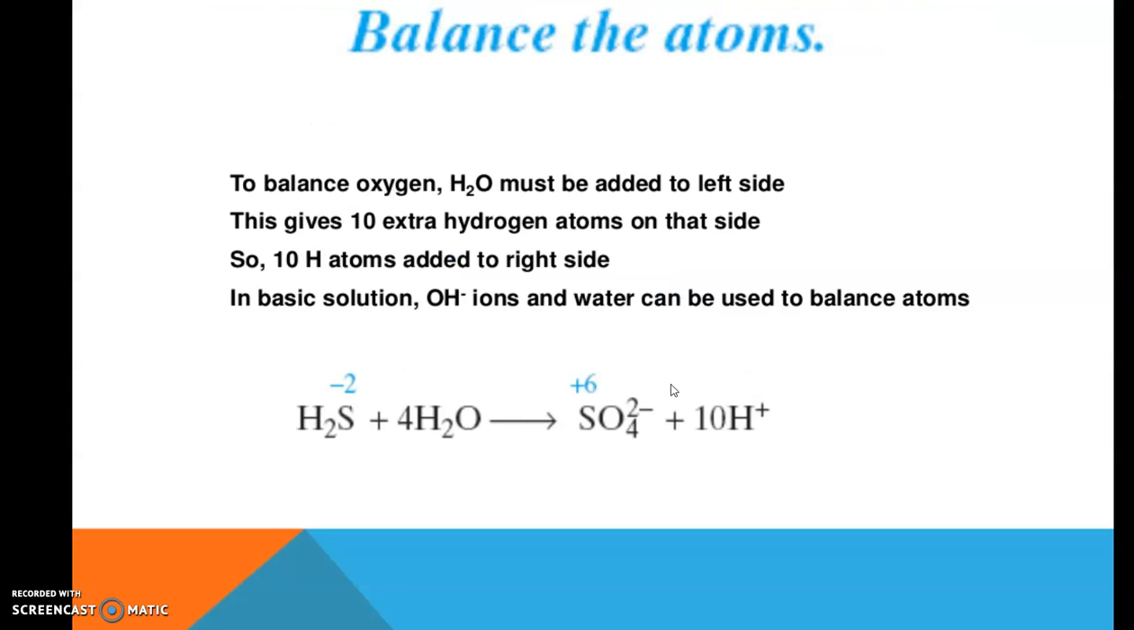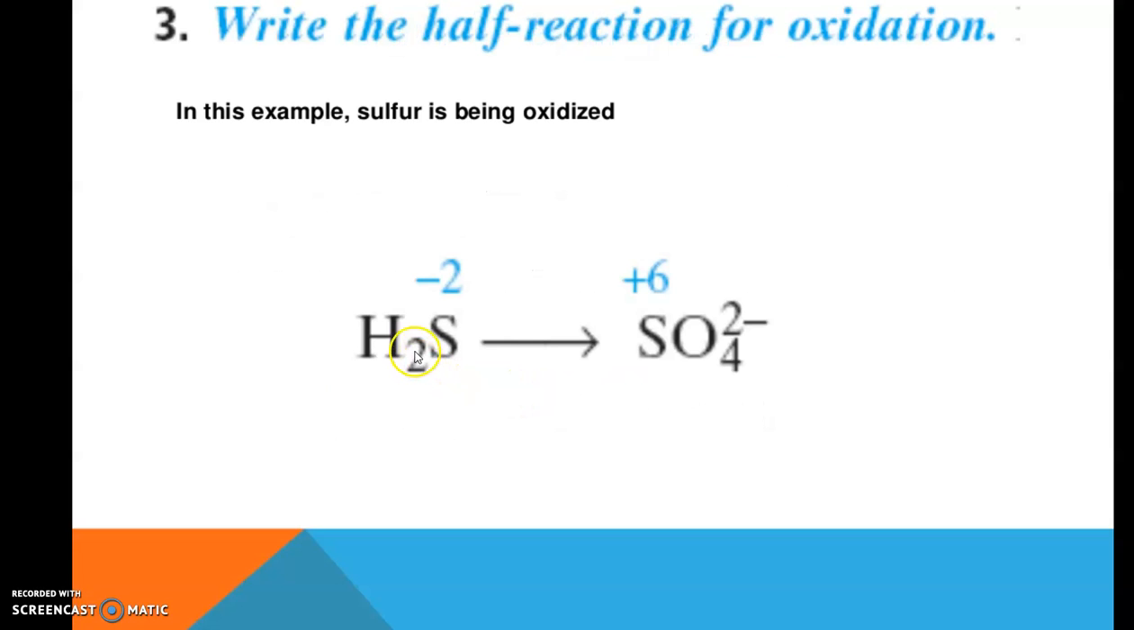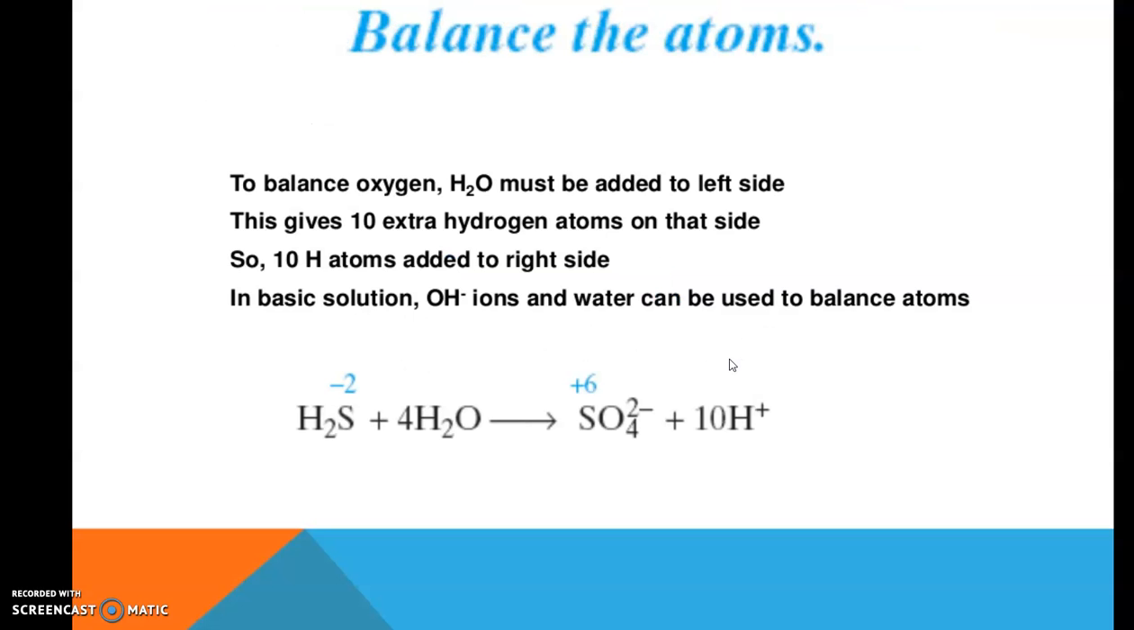So first step is balance the atoms. How can we balance the atoms? If you check this example, here 2 hydrogens are here, but on this side no hydrogen. So we have to add hydrogen. Then sulfur, how many sulfur is there? Only one. It is equal. And oxygen: here no oxygen, but 4 oxygens. So we have to balance the atoms. We'll see how to balance.